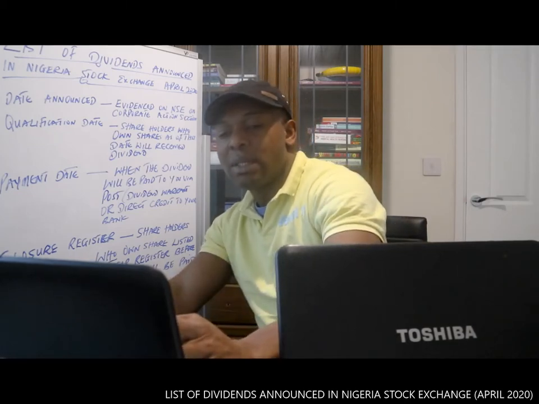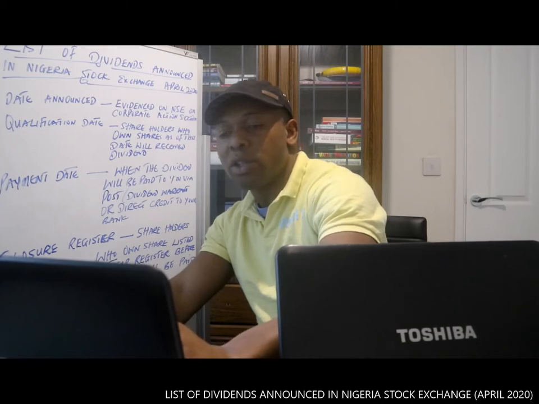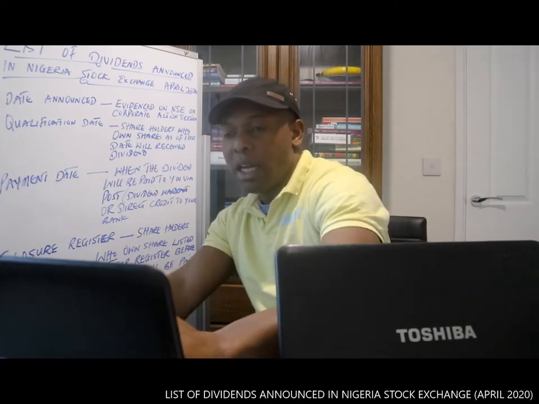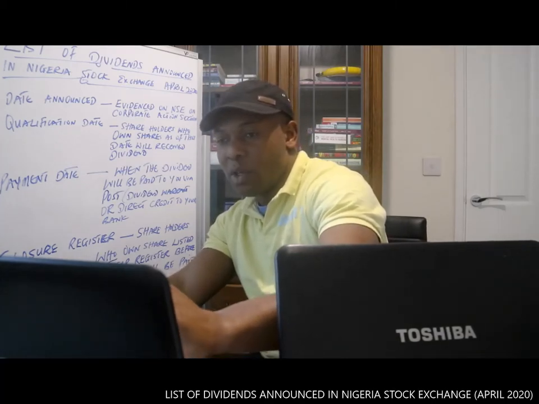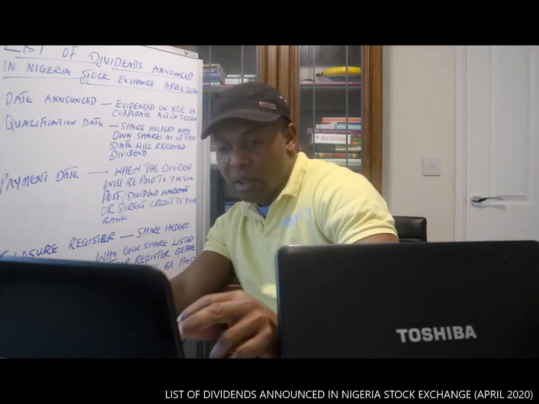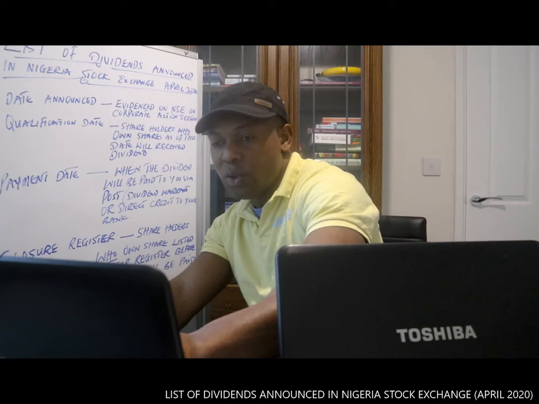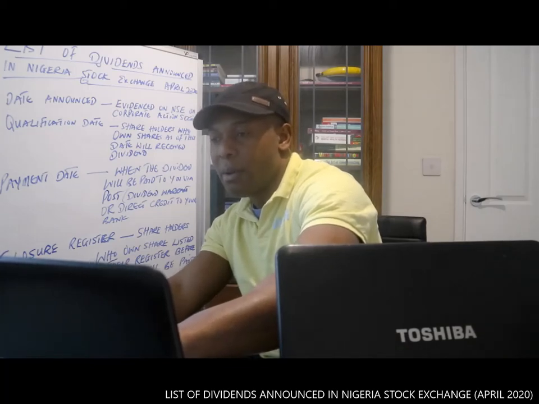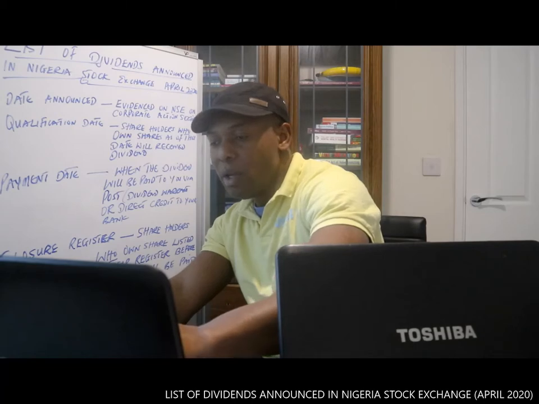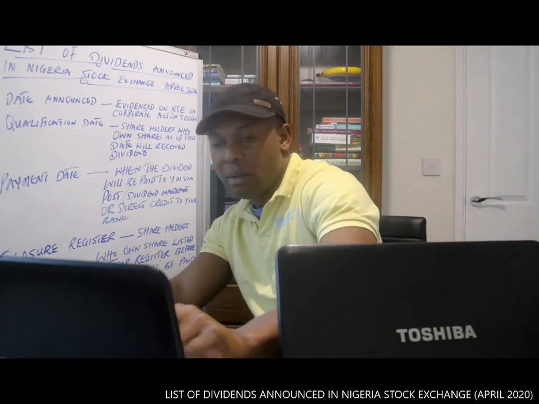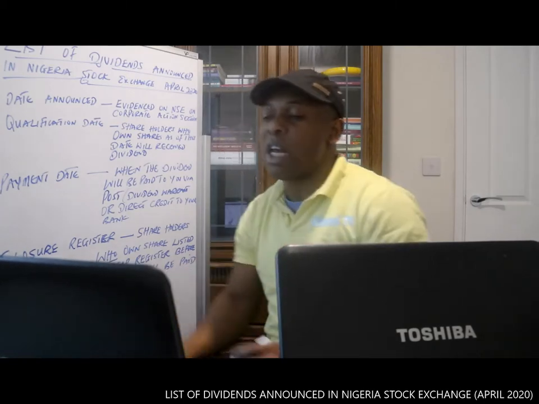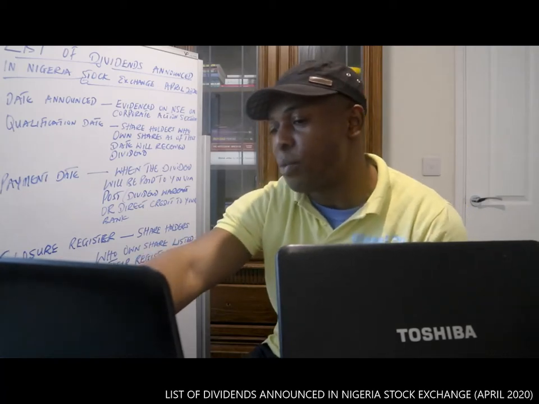The same thing with Sterling Bank, which declared 0.03 kobo on 26th of June. Bonus nil. Closure of register for Capital Hotel is 20th to 24th April. Okay, annual general meeting 27th May. Okay, and payment date for Capital Hotel is 3rd June. Okay, the qualification date is 17th April. So you need to buy this share before 17th April for you to be able to qualify.